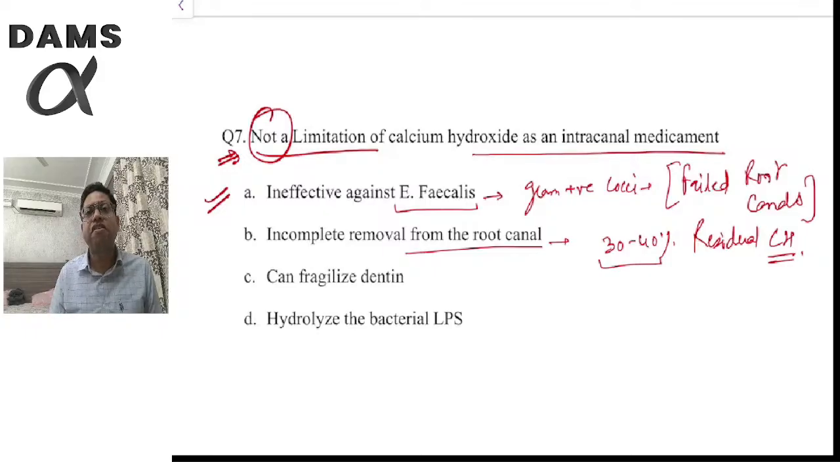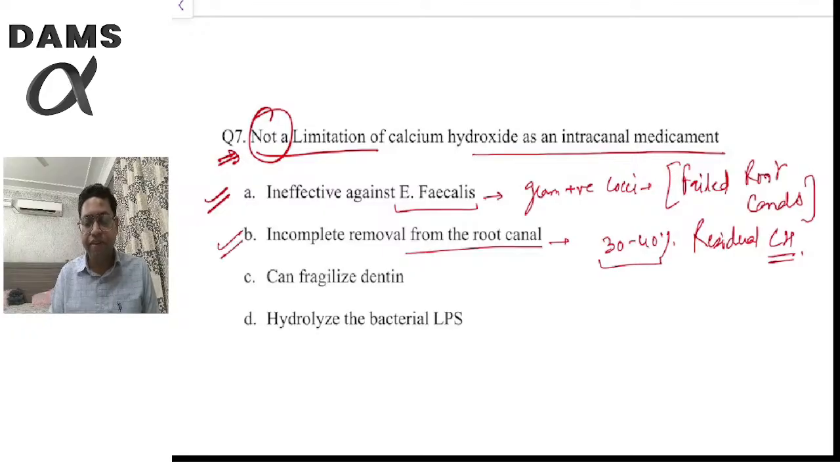And because of this residual calcium hydroxide, what is the disadvantage? Firstly, it would interfere with the seal of obturation. And secondly, if we are using a zinc oxide eugenol based sealer, different types of sealers are available, the setting of such a sealer would be hastened. That means the sealer would set very fast on interaction with residual calcium hydroxide. So definitely it is a limitation.